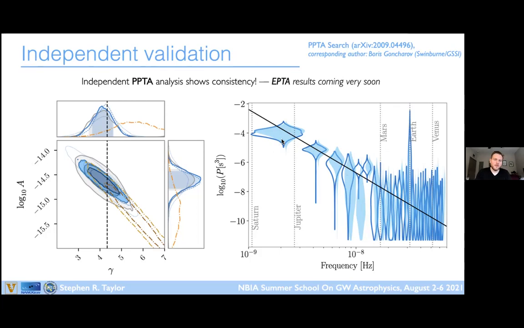Is it possible that we've just measured like five single sources here? Maybe. What's the expected width of that delta function in frequency space? It could be spread out. I don't think it would be spread out over multiple frequencies.